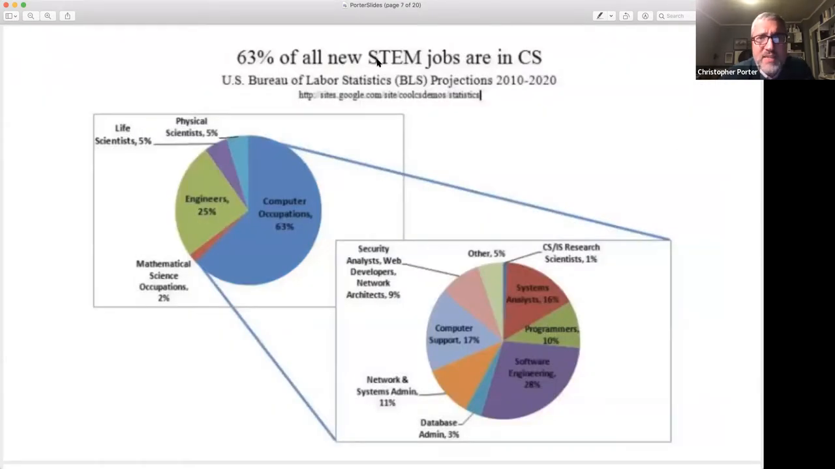63% of the science, technology, engineering, mathematics jobs in the US are in computer science. That's a huge percentage of them now. And so this is something that we see. Many of our students will get trained, they will do internships, and they will get employment in lots of different places in the US because they have that really strong degree.